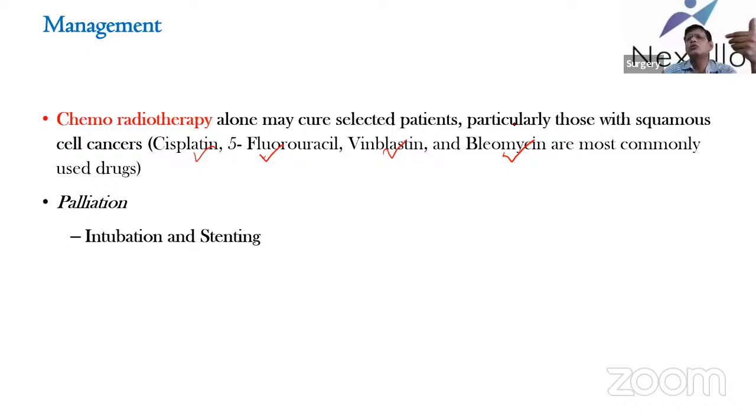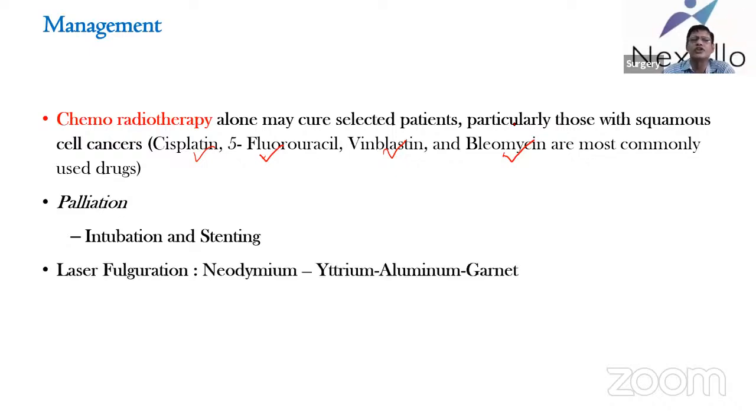For very early tumors, that is carcinoma in situ, we can insert an endoscope, and through the endoscope, using a laser probe, we can burn the tumor. For carcinoma in situ, for the very early esophageal tumors, this is known as laser fulguration. Laser fulguration is done using ND-YAG laser, that is neodymium yttrium aluminium garnet. Photodynamic therapy may also be done.